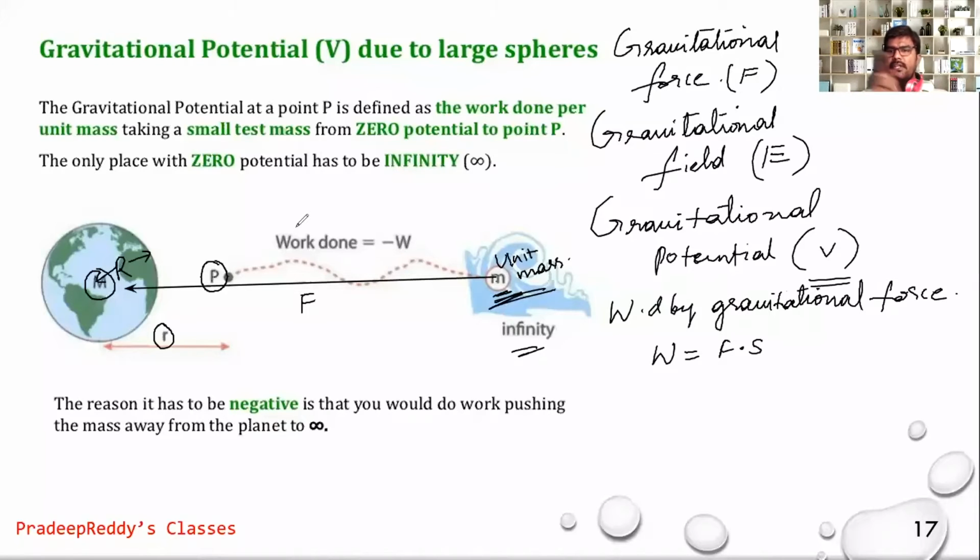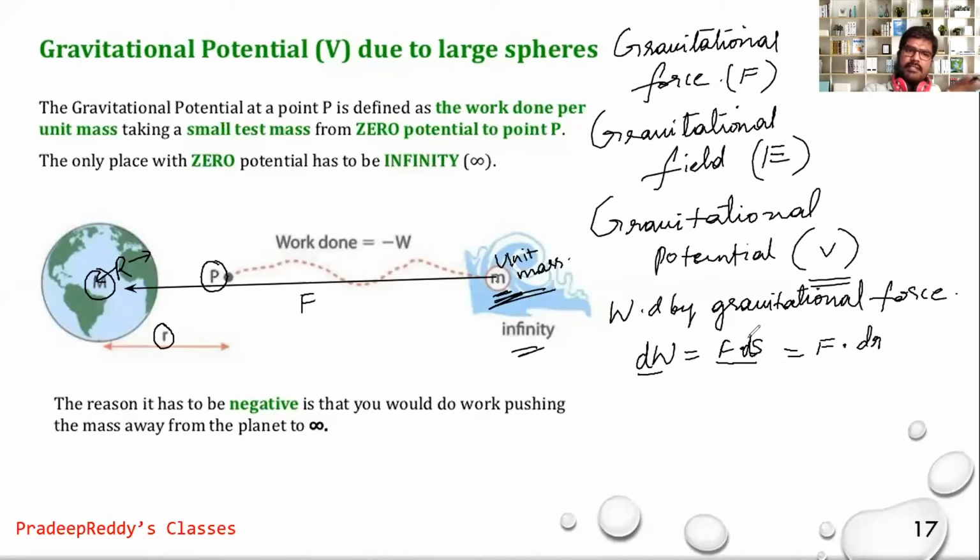The separation between them is not constant, as the smaller mass is coming from infinity towards the center of the earth. R is variable. Therefore, as it is variable, you need to deal with differentiation and integration. So I will write dW is equal to F dot ds. Because we are dealing with radius r, I'll write it as F dot dr.